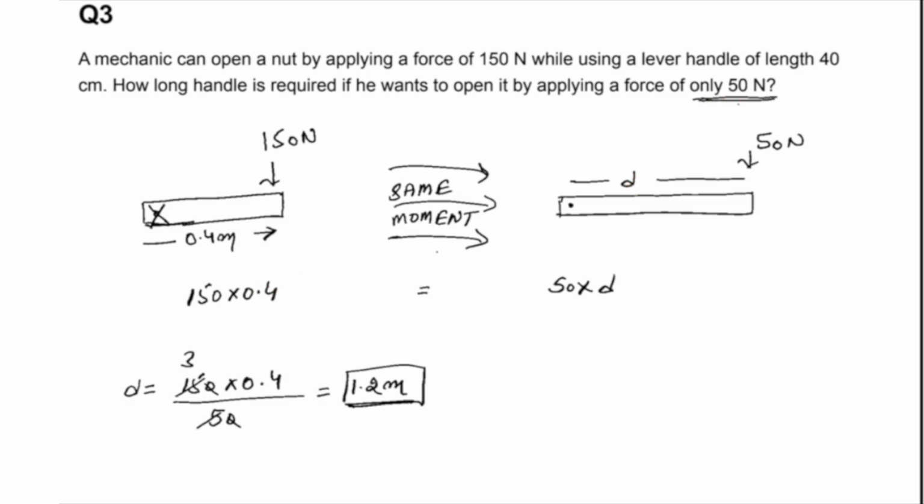Even with this force, he should be able to open the nut. So that's why the moments will be equal. Whatever the moment was getting generated here will be equal to the moment created by the lesser force. So we will equate this, and then solving this we will get the answer as 1.2 meter.